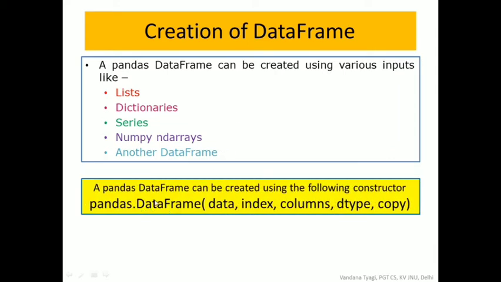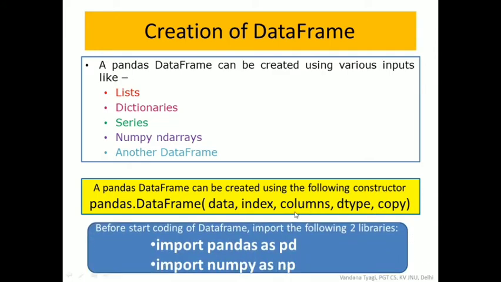Now the general syntax for creation of a Pandas data frame uses this constructor method: pandas.DataFrame is the method used for this. Then data, index, columns, dtype, copy are the parameters. These parameters are used to specify various features while creating a data frame.